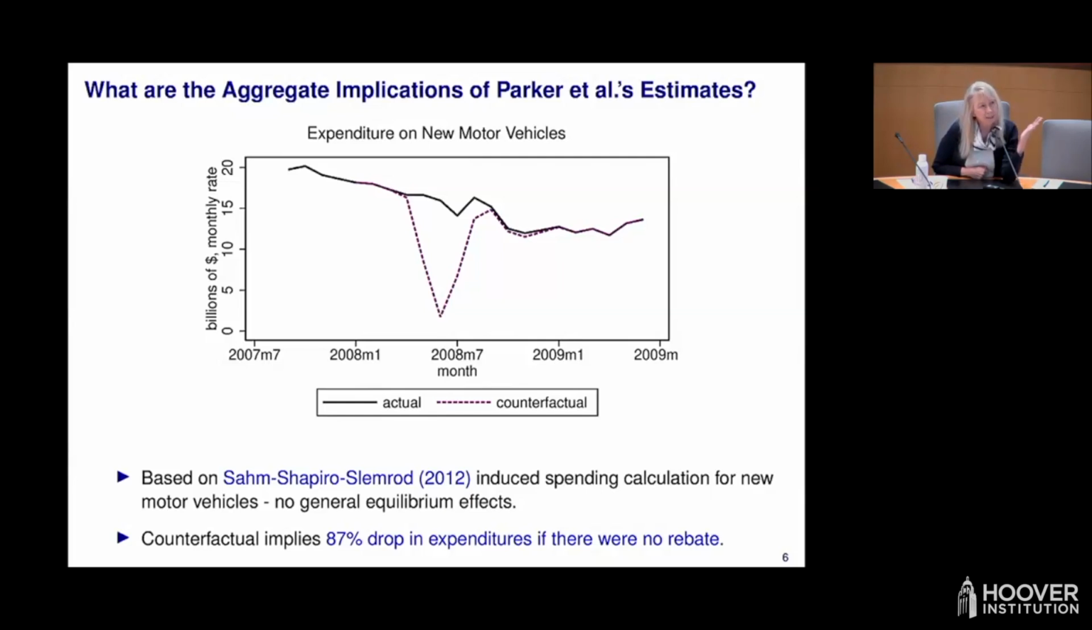So when we do that, the counterfactual implies that spending on new motor vehicles, remember that was their big MPC, would have dropped 87% in the summer of 2008. So I have a number of papers on the auto industry. This has never happened. Did not have to happen after Lehman. I don't even think it happened during the Great Depression. All right, so just clearly something's not adding up there.